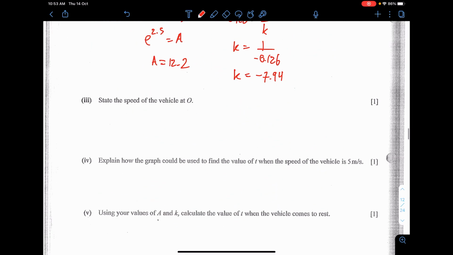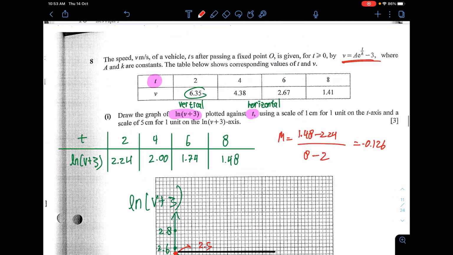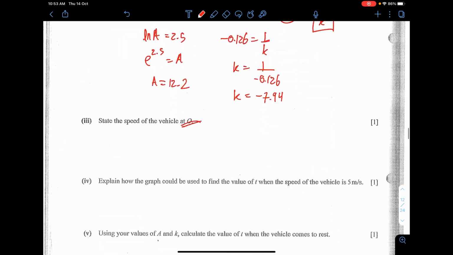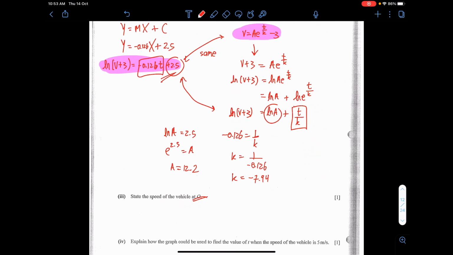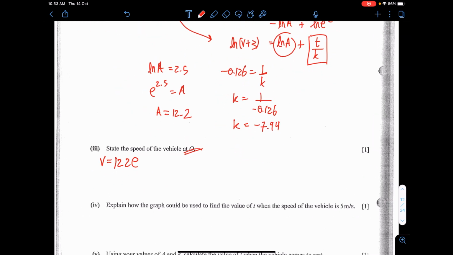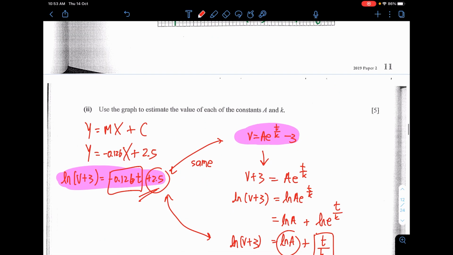Okay, so state the speed of the vehicle at O. O is what? Fixed point O. Okay, O must be at the start. T seconds after passing O, right? So this is the time of 0. In any case, I can actually use the equation that we got just now. So v equals 12.2 e power of t divided by that, minus 3.